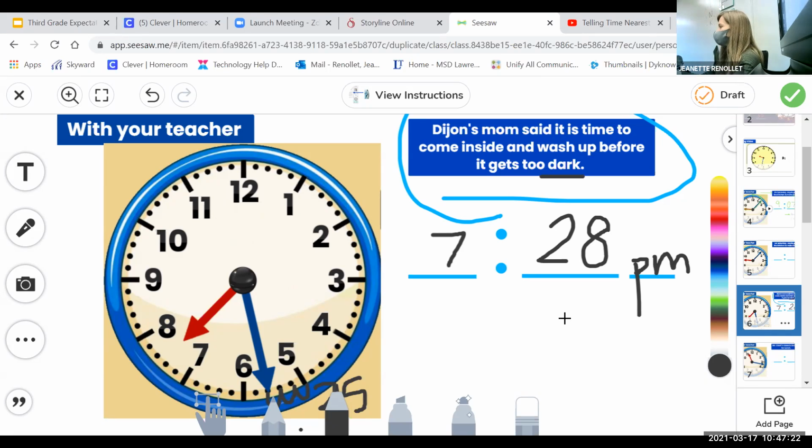So that was another clue. He's outside playing when it's light outside, but mom says, come inside, wash up before it gets too dark. There was a tricky. Yes, Oscar. And that's how I feel it.